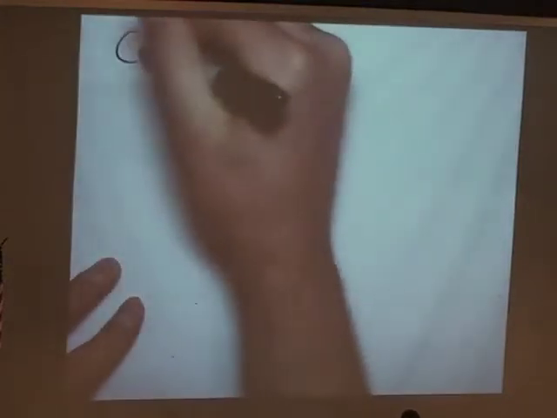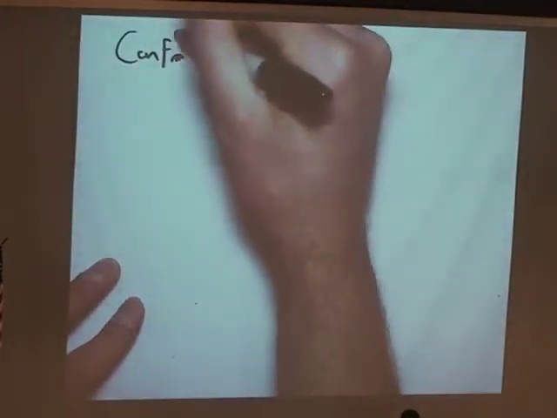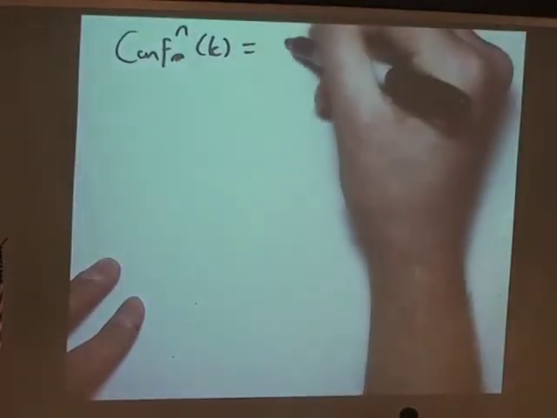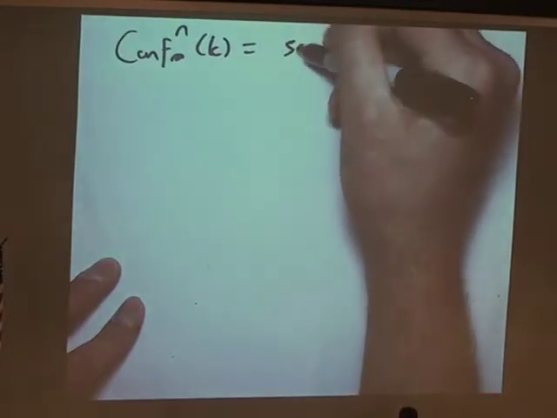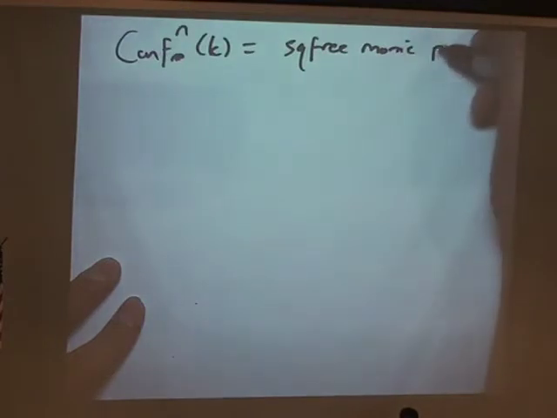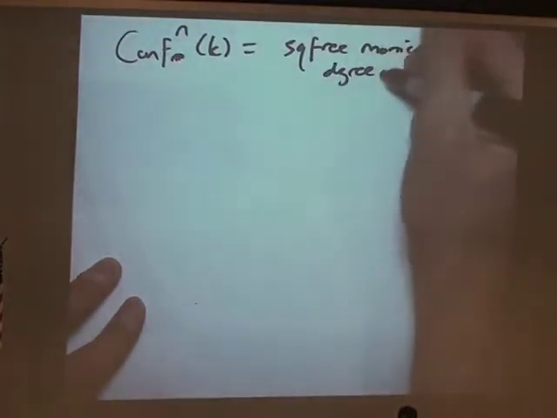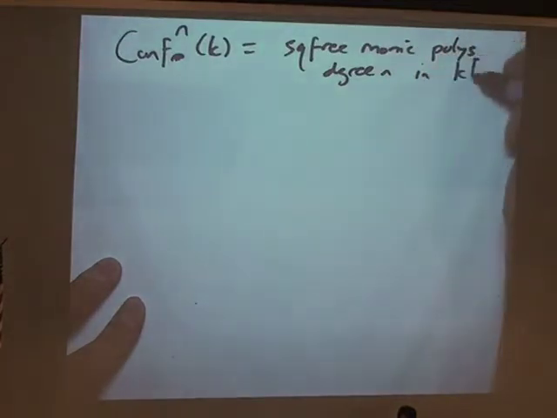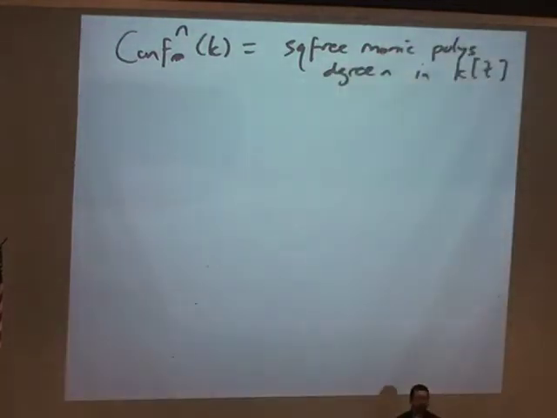Maybe it's easiest to think of what's going on over the complex numbers. So in general, Conf_n(k) is the set of square-free monic polynomials of degree n with coefficients in k. And in a minute, we're going to spend some time talking about the complex points of this space.